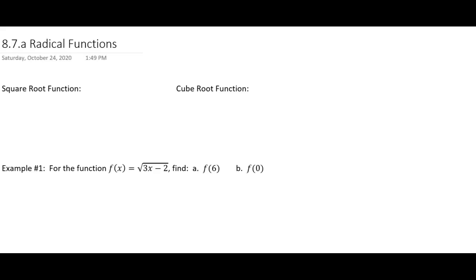Radical functions. So a radical function basically is just going to have a radical sign in it. So the basic square root function looks like this: f of x equals the square root of x. And I think we worked on graphing those earlier, if I'm remembering right. So that would just be the basic square root function.